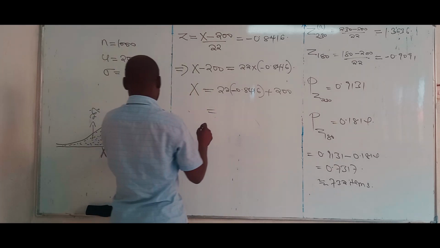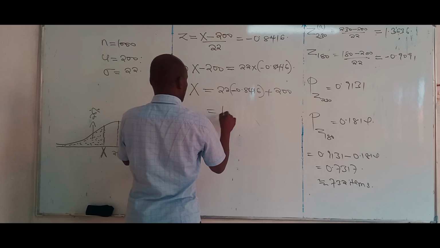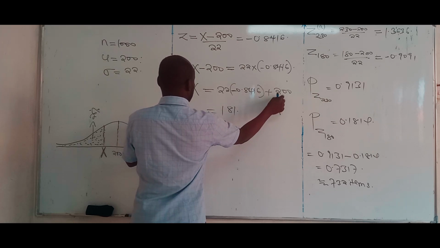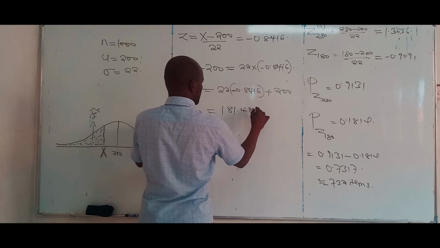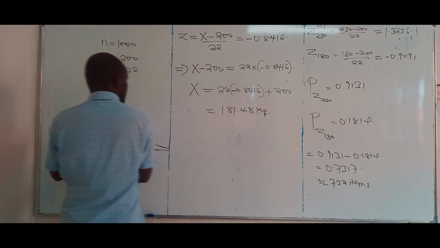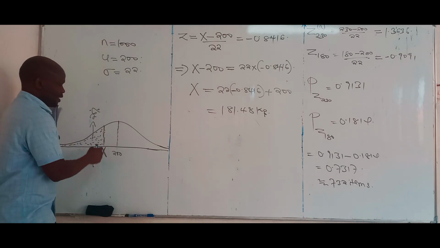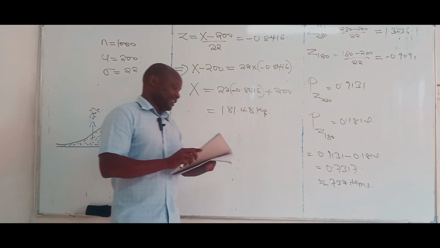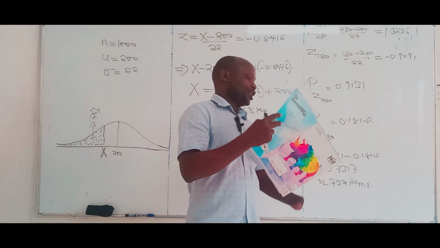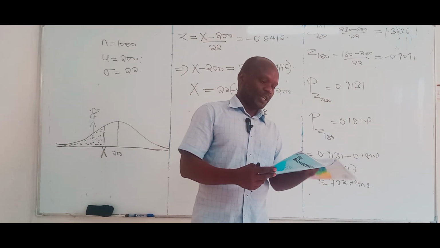So that value is going to be about 181. That's the difference between 200 and this, 181.48 kilograms. So that is X. So our X, 181.48 kilograms, is somewhere there. So that answers the question for that particular case.